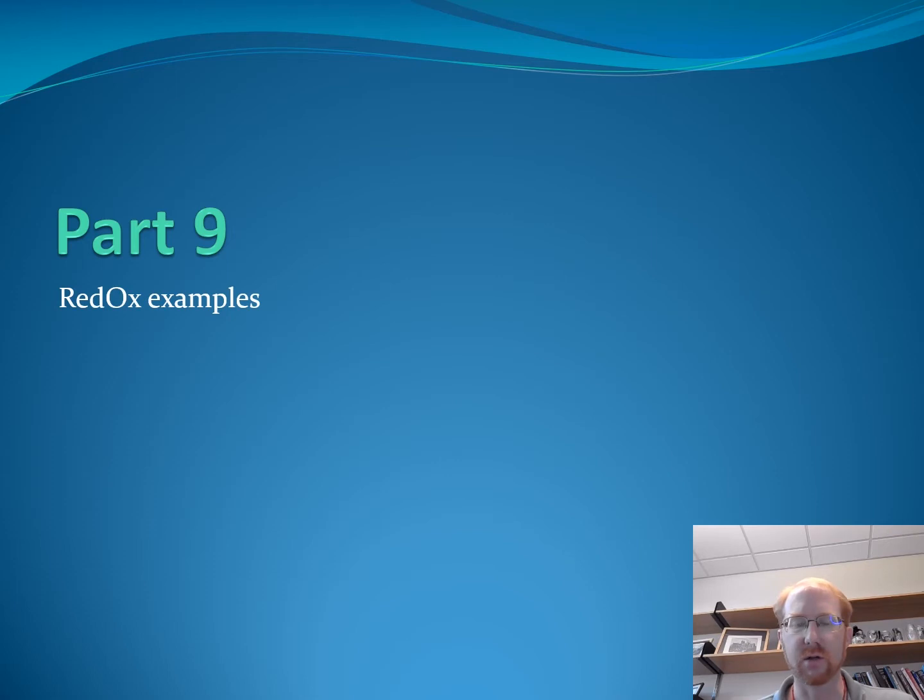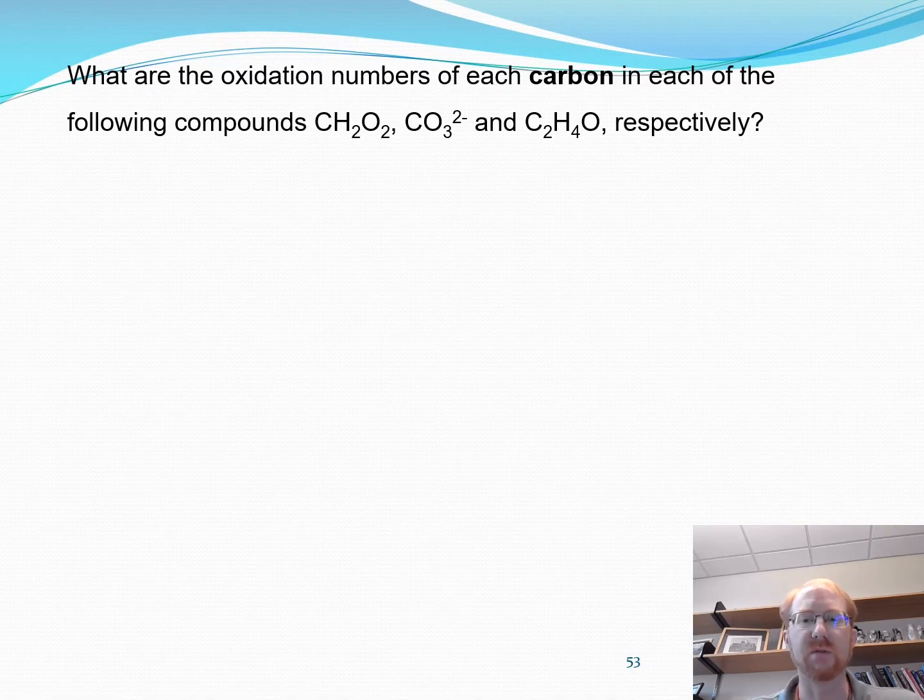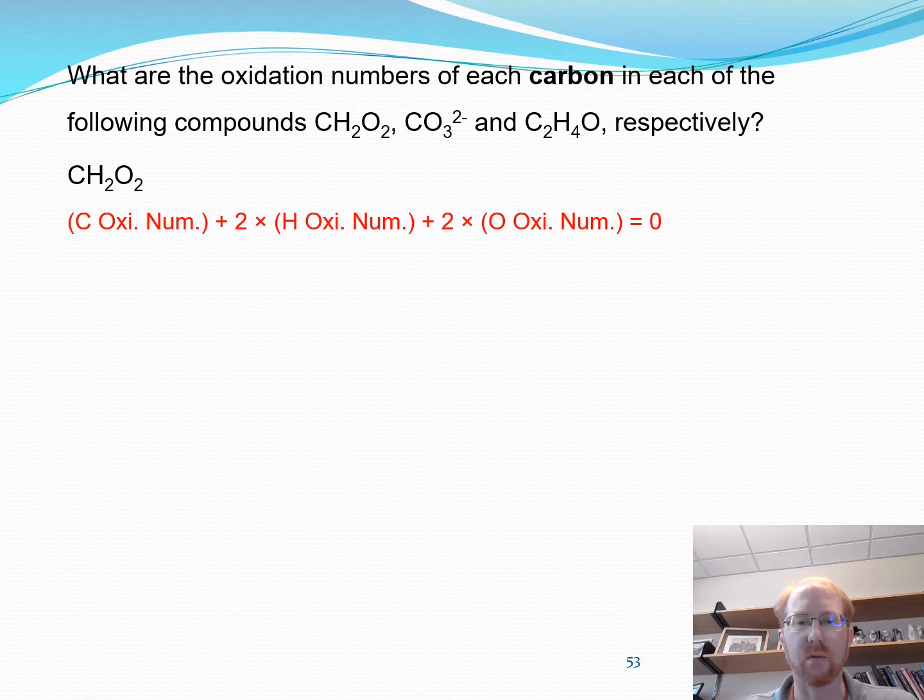What are the oxidation numbers for each carbon in the following compounds: CH2O2, CO3 2-, and C2H4O, respectively? We'll do this one together, and then some of the other questions I'll have you tackle on your own first. So let's look at CH2O2. We set this up the same way. We have one carbon, 2 hydrogens, 2 oxygens equal to 0 because it's a neutral compound. We know our hydrogen and oxygen oxidation numbers. Hydrogen is +1, each oxygen is -2. So that means carbon needs to be a +2 value.